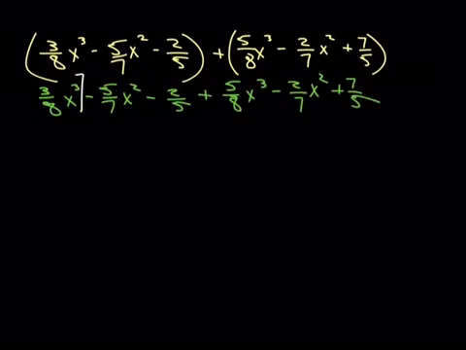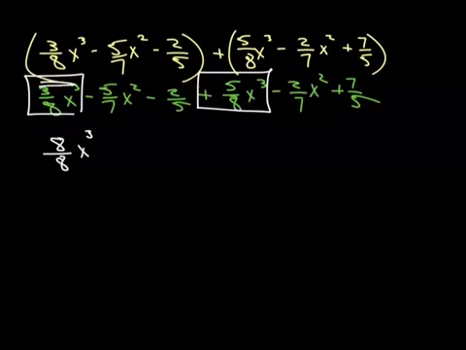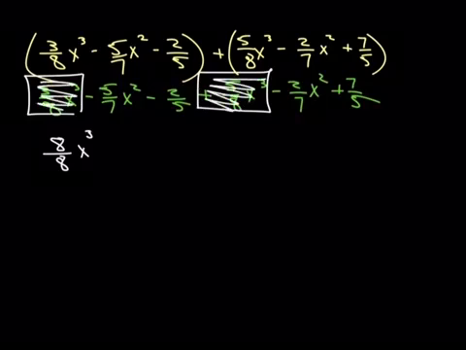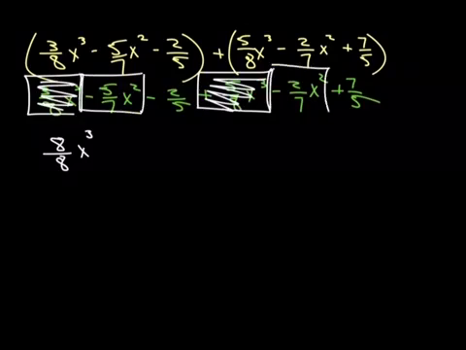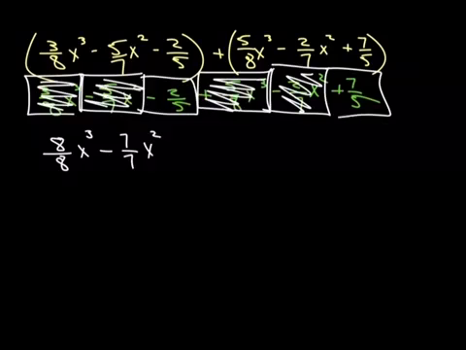So like terms, that is like that. Fortunately, they have common denominators, so I can just add my 3 and 5 and get 8 over 8. And those are done. Now we're going to do negative 5 sevenths x squared minus 2 sevenths x squared. Negative 5 minus 2 is negative 7. This is really kind of an easy one. And then negative 2 fifths plus 7 fifths is plus 5 fifths.